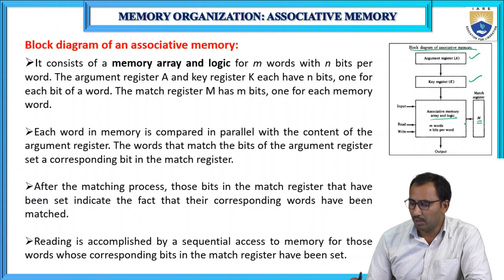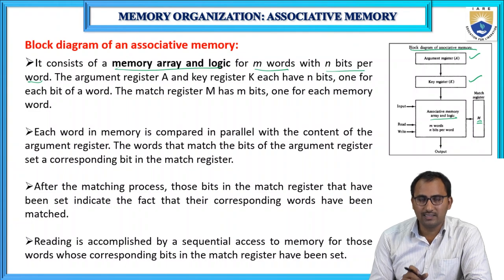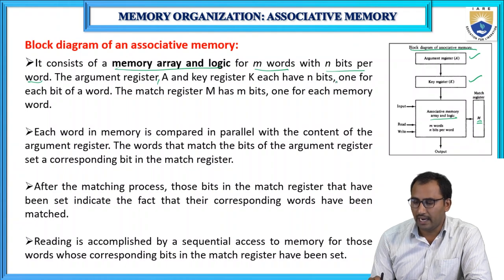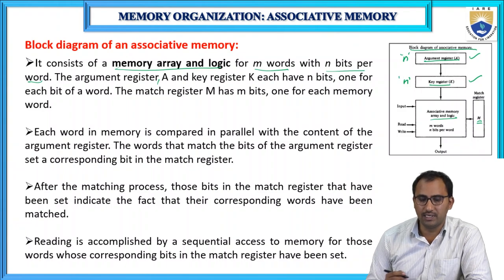Its size: the memory has M words and N bits per word. It consists of a memory array and logic for M words with N bits per word. So we have M words and the size of every word is N bits, and the argument register A and the key register K each have N bits, one per each bit of a word. The argument register can store N bits. Similarly, the key register can also store N bits.